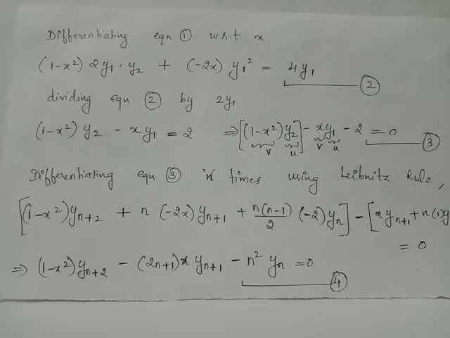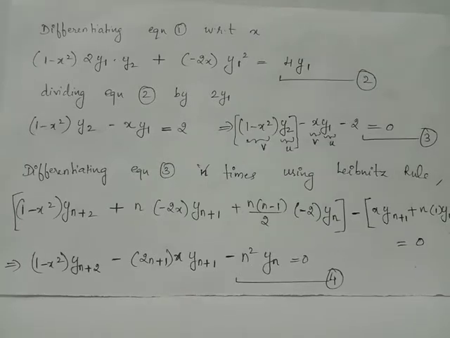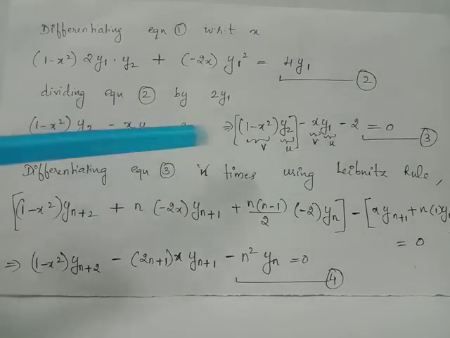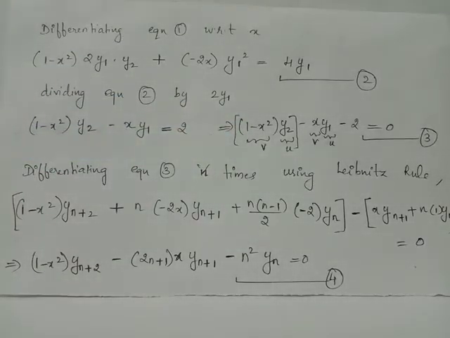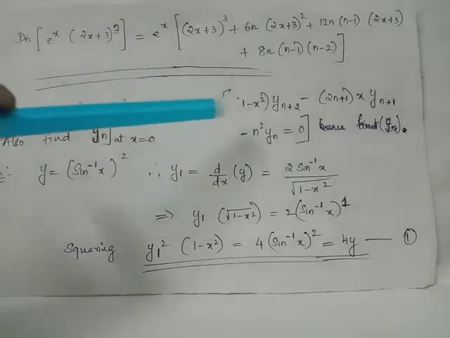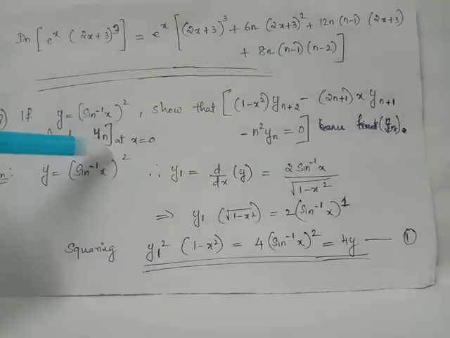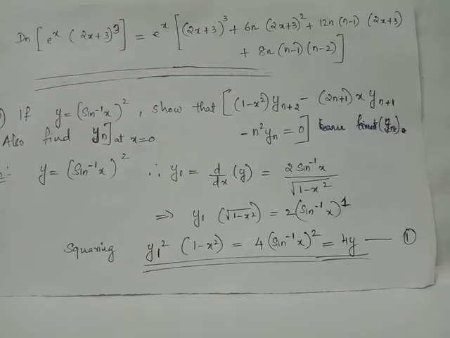When you divide equation 2 by 2y1 throughout, you get the equation 1 minus x square into y2 minus xy1 equals 2. When you bring 2 to LHS, this equation can be rewritten in this format and call it as equation 3. We are asked to prove this result, and yn is the nth order derivative of y.